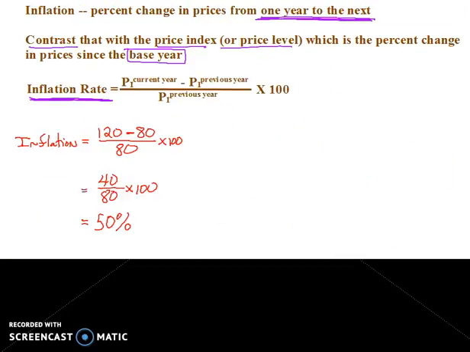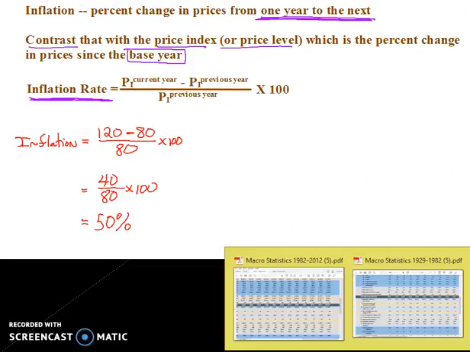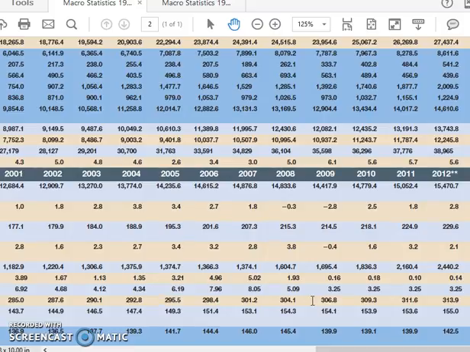So let's go do this with some real numbers. Let me bring up some real statistics. Let's look at the year 2012, and I want to calculate the inflation from 2011 to 2012. Here are my dates, and this line right here, these are the price indexes. So what do they mean? In 2012, the price index was 229.6.